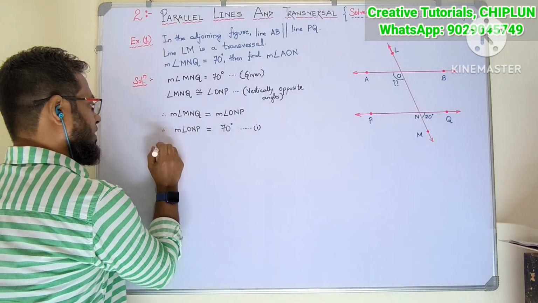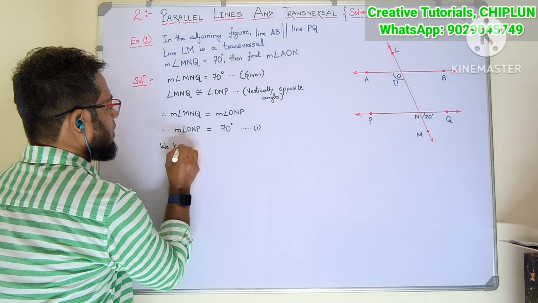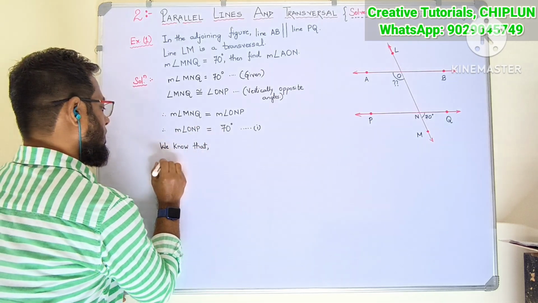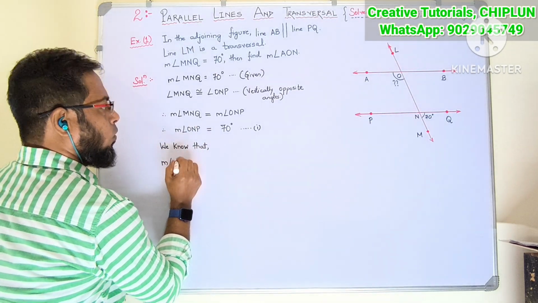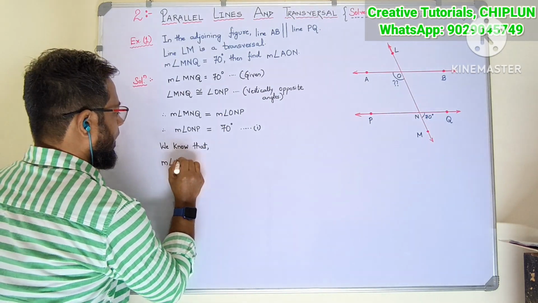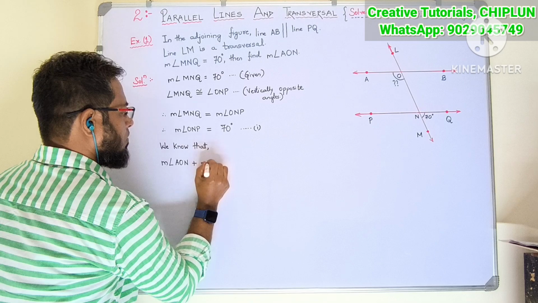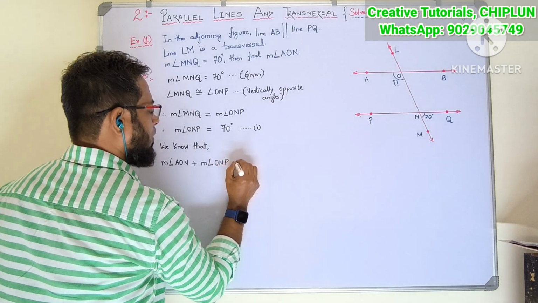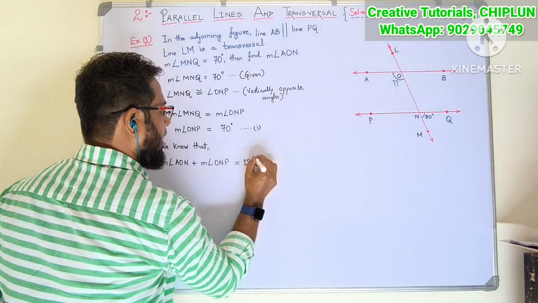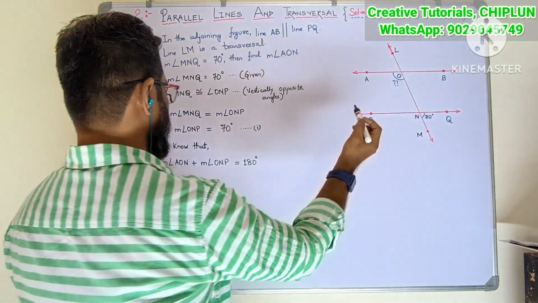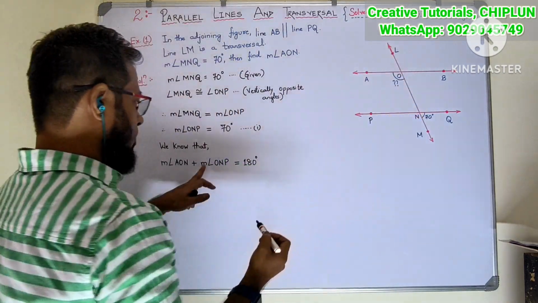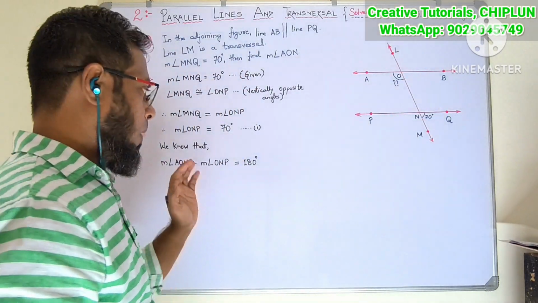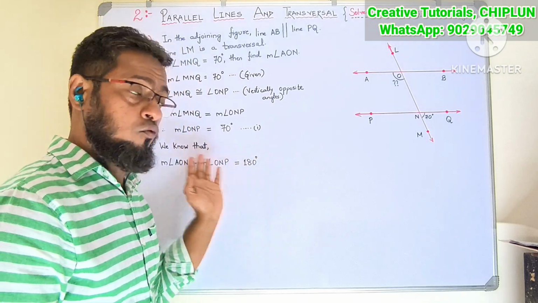Now you see, we will write that we know that measure angle AON plus measure angle ONP is equal to 180 degrees. You see, I have written that measure angle AON, this angle, plus measure angle ONP, this angle. So these two angles add up to 180 degrees. Right? Now you must be wondering from where I brought this.